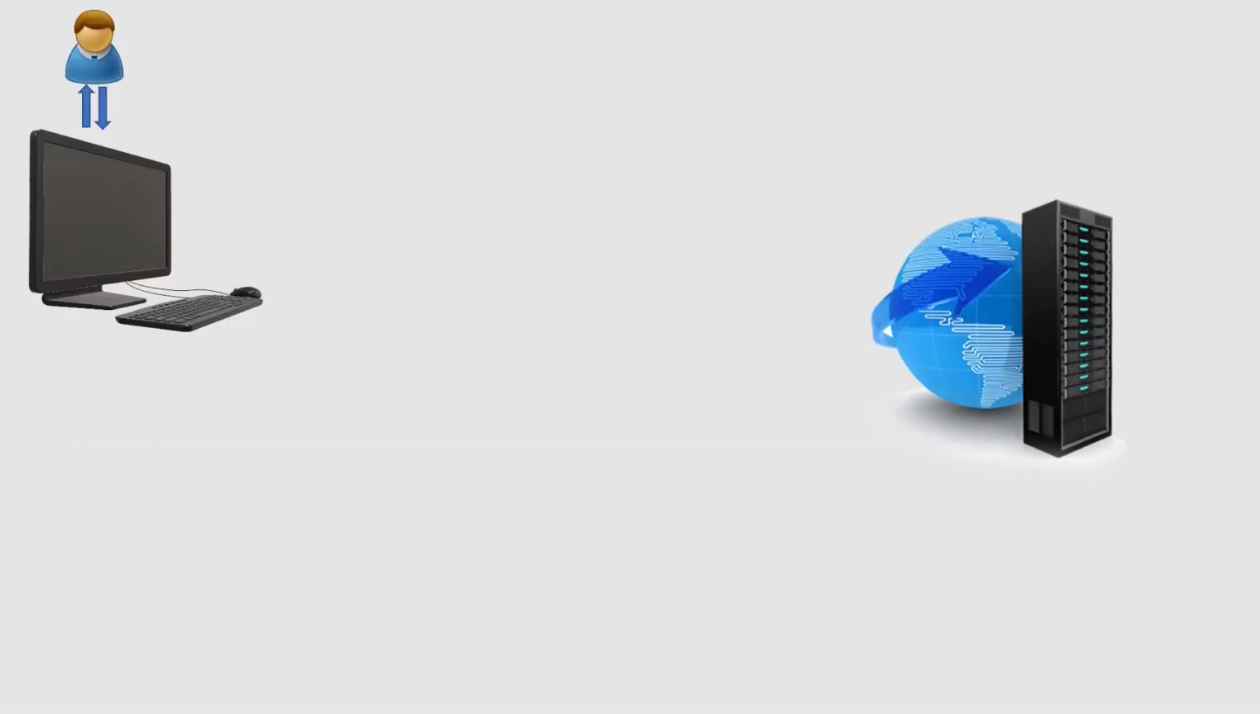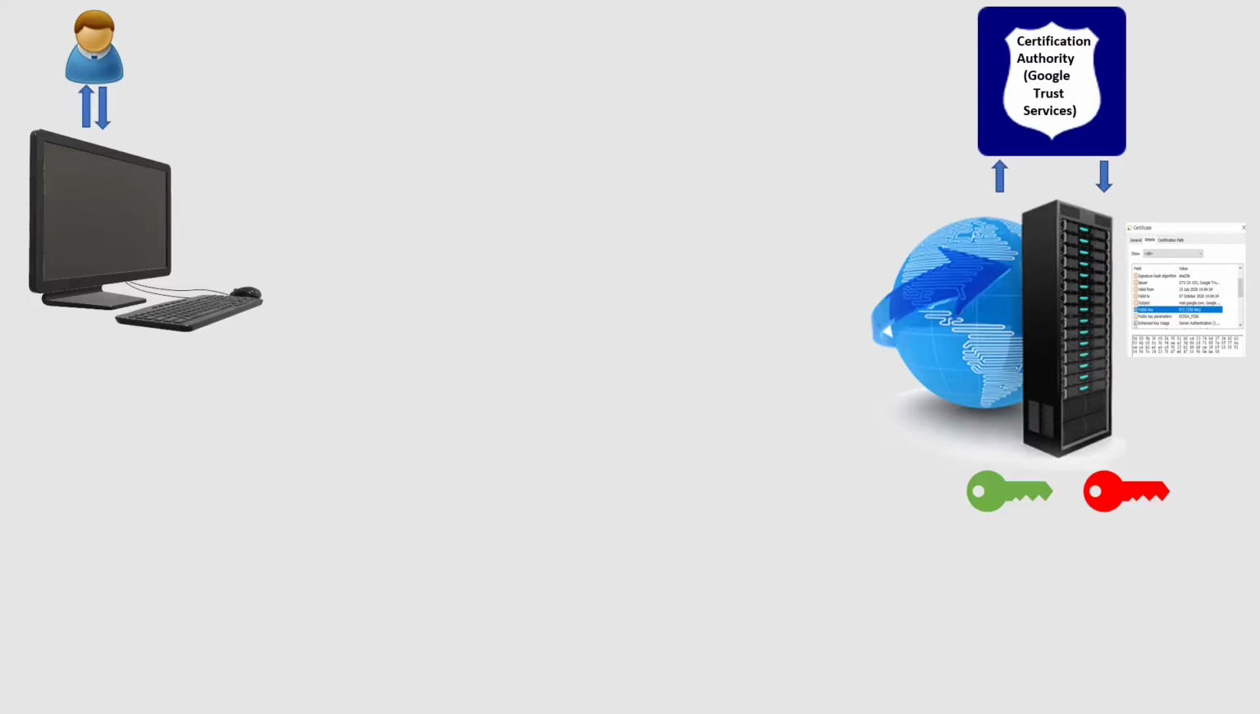So the left hand side is the web browser and the right hand side is the web server. First we'll see how the web server works. What the web server does is, it generates a certificate which contains one public key and one private key. Here the green color key is the public key and the red color key is the private key. So once the certificate is generated, it asks the certification authority to sign it.